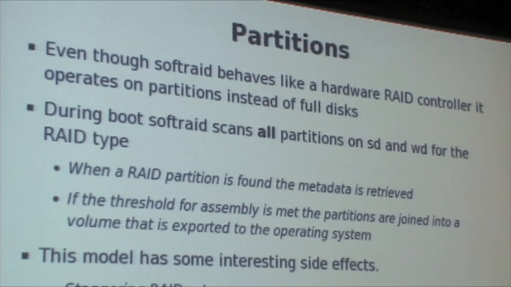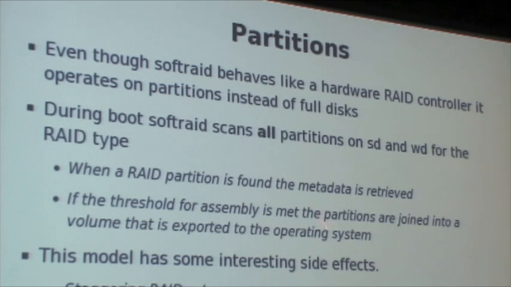So partitions. I will keep saying this because it's actually a pretty important point on how Softraid works and how Softraid is actually different from pretty much every other implementation. We basically use simple partitions that you create with disklabel, and it builds its volumes out of that. So during boot, Softraid scans all partitions for SD and WD, and it looks for the RAID type. If they are the RAID type, it will retrieve the metadata. The metadata is a reserved area on the disk, where you basically retrieve all the persistent information on a RAID volume, or a crypto volume, or a whatever volume.